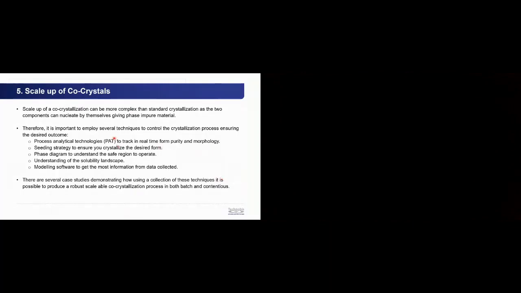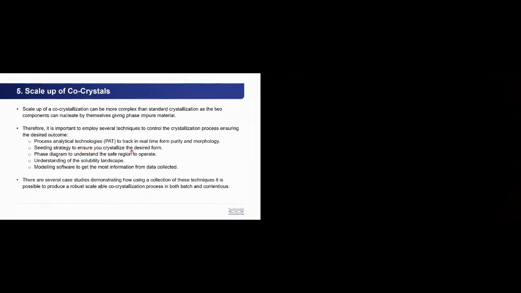So this can be done using process analytical technology, so PAT, such as UV or IR, tracking the supersaturation and concentration in solution; using optical microscopy, such as PVM, to see what's happening inside your sample; using chord length measurements to get an idea about morphology and size; as well as Raman to identify form purity.